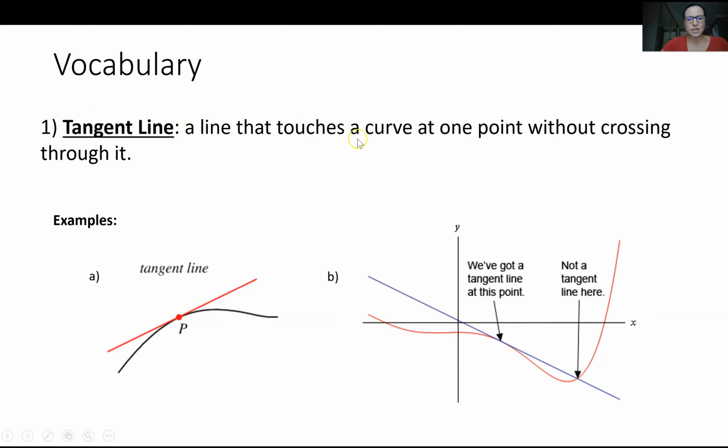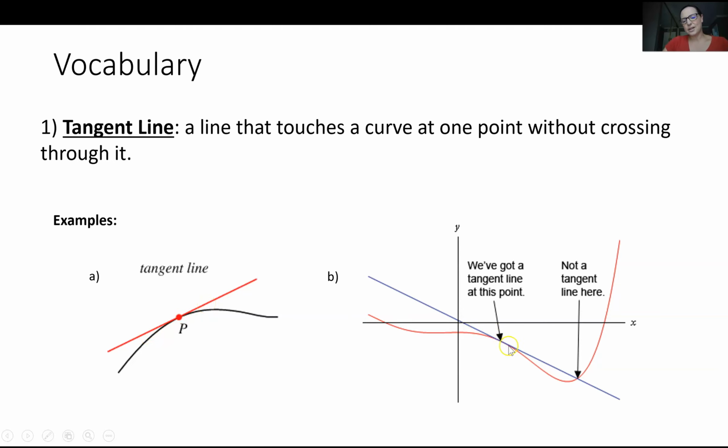It's a line that touches a curve at one point without actually crossing through it. So looking at this picture here, we see this line is tangent to this curve at the point P, because the tangent line is sort of mimicking what the direction of that curve is doing at that point. And this line is showing us the rate of change of the function at that point.